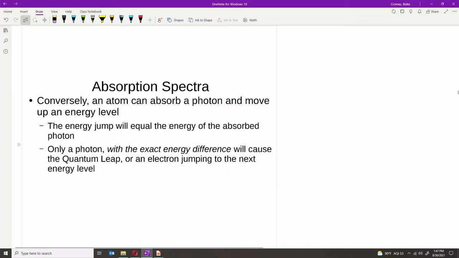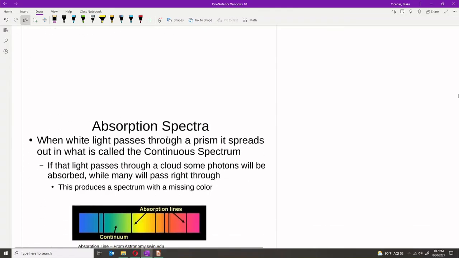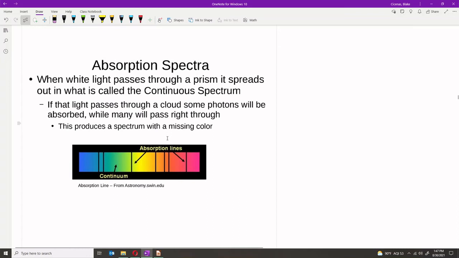We have absorption spectra, which is when an atom can absorb a photon and move up an energy level. And that's equal to the energy of the absorbed photon. And once again, only a photon with the exact energy difference between, say, n equals 1 and n equals 2 will cause that quantum leap, as it's called, or an electron jumping to the next energy level, which then gives us a nice picture.